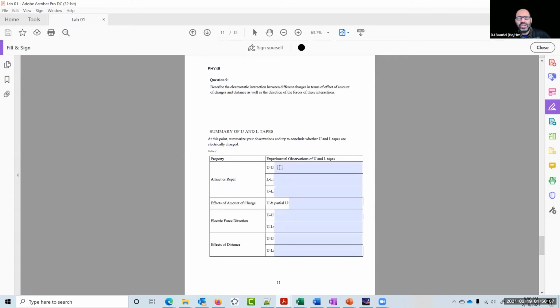Now you're going to find the interaction between two similar ones. Do they repel or attract one another? If they're of the same type, U and U, if they're type L and L, do they attract or repel? I expect that this would be a repulsion for either case. And for this one, do they attract? And if they do, you're going to mention that in here. If you don't observe that they attract, please be honest about it. Tell me they didn't attract.